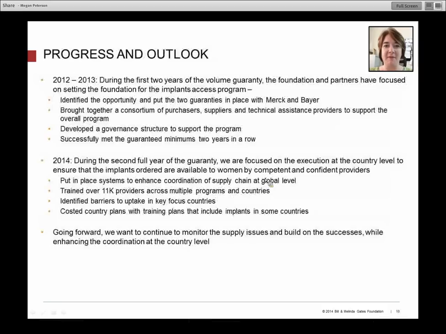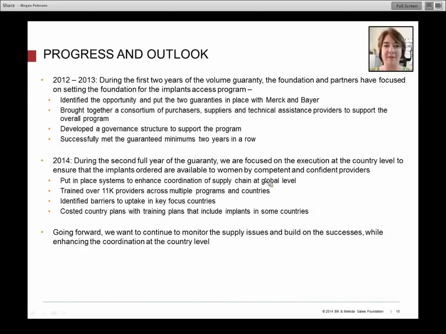So, as I said, in the past 2 years, we've seen good success with the volume guarantees, and implants are being ordered in large volumes and are getting out to the field. The attention in the last year has really shifted, I would say, much more towards now ensuring that the implants that are being made more available are getting out to women and are being provided in a quality manner.